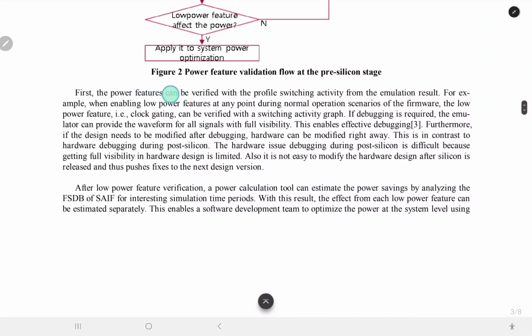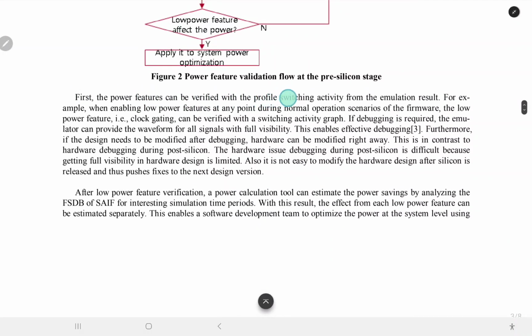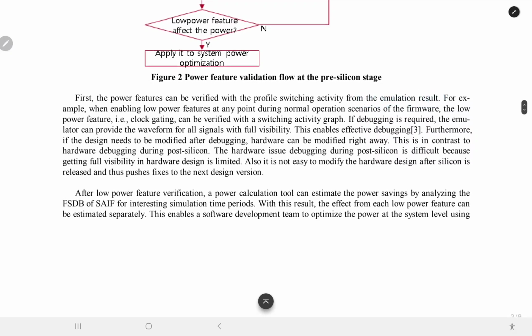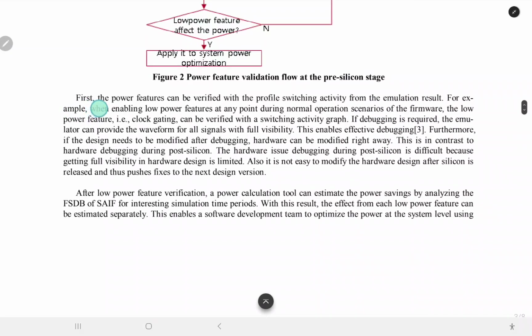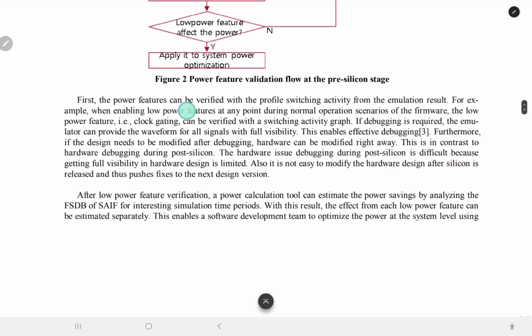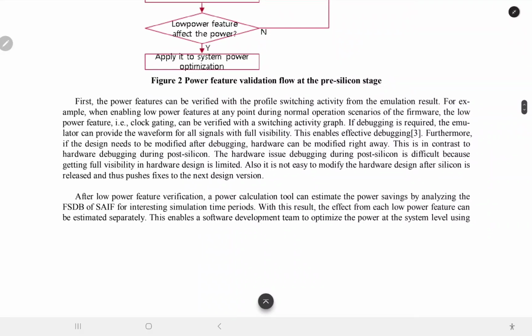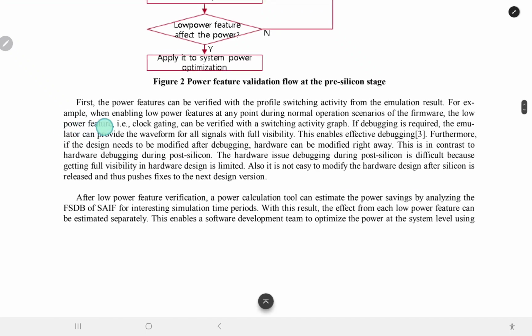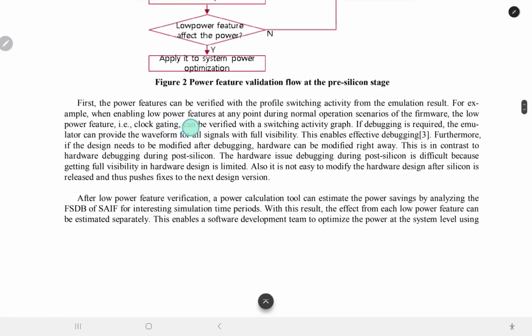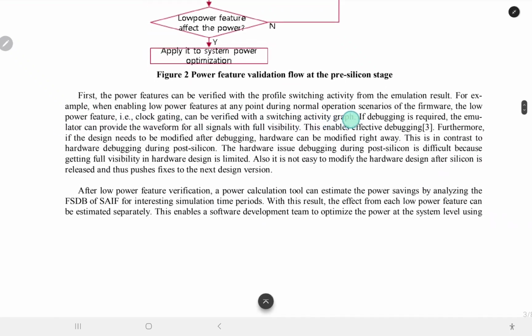First, the power features can be verified with the profiled switching activity from the emulation result. For example, when enabling a low power feature at any point during normal operation scenarios of the firmware, the low power feature, that is clock gating, can be verified with the switching activity graph.